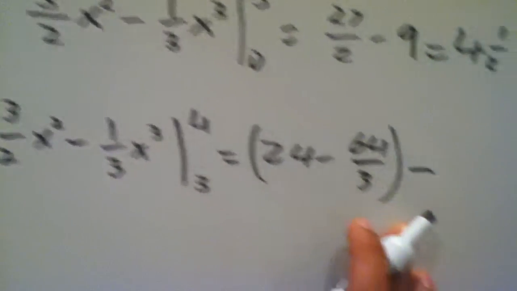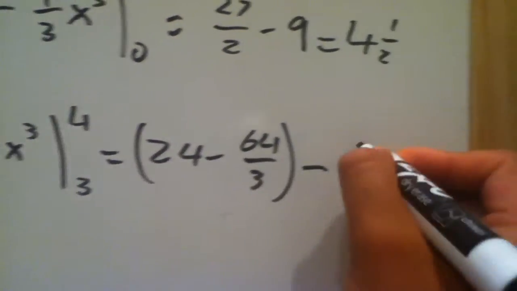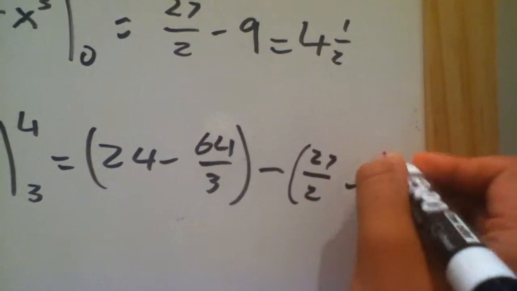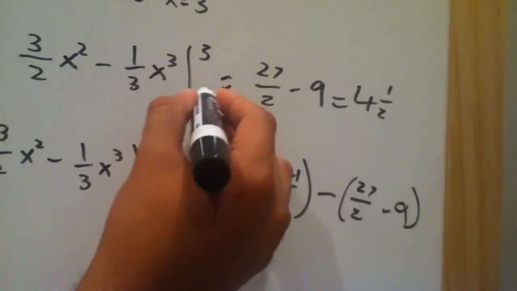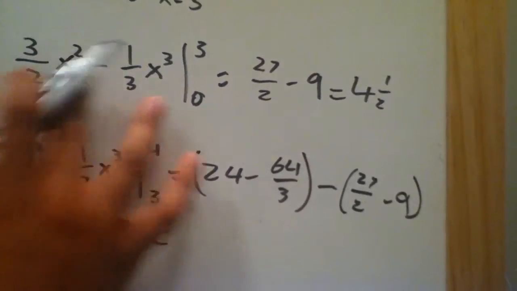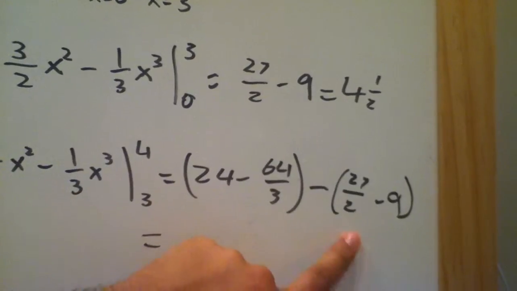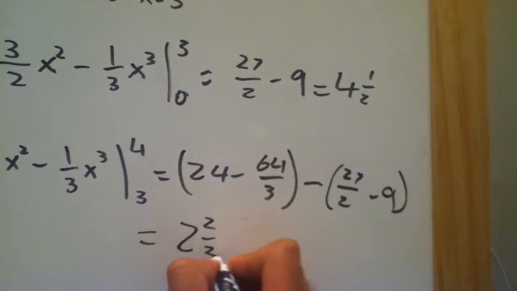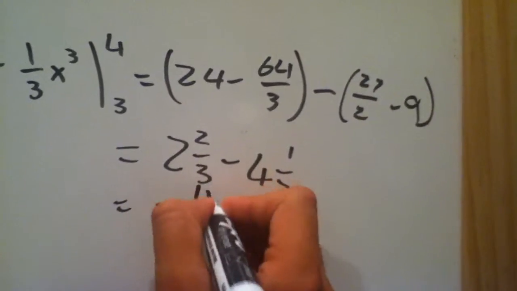So then, if you do that here, you're subtracting the other part, and you get 27 over 2 minus 9. Because it's just the same thing here again, and the reason we didn't, the second part here was 0, so we could just ignore the rest, because both of these values would yield 0. And then when you subtract and simplify it down, you get 2 2/3 minus 4 1/2, and you get negative 11 over 6.